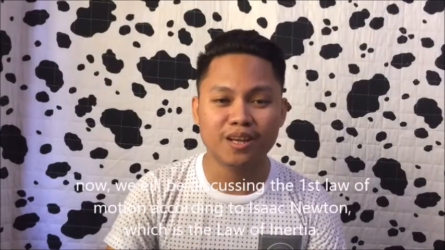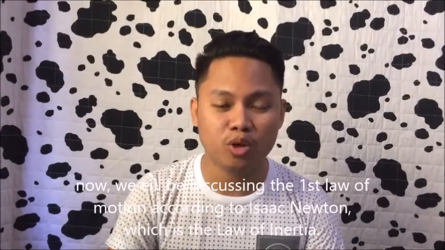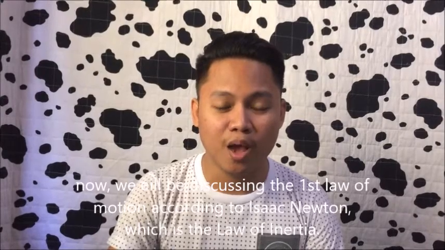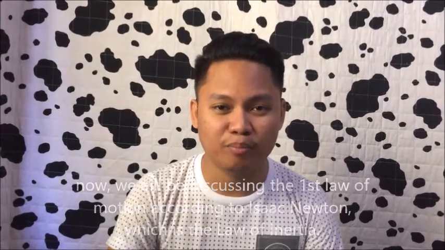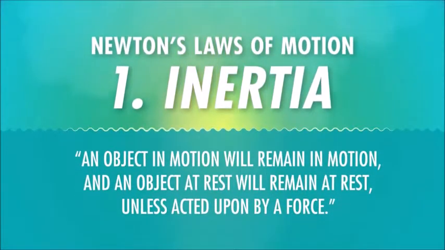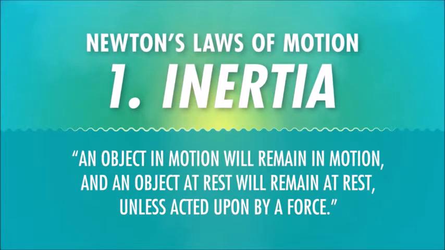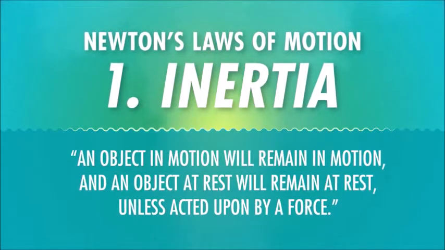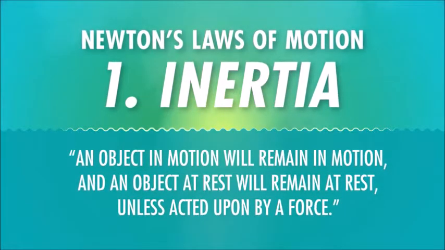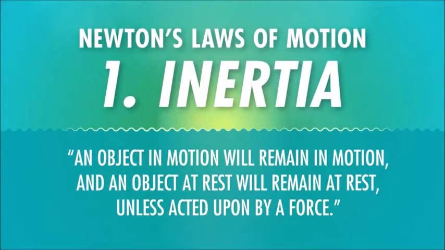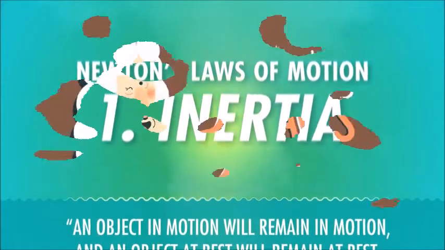Now, we will be discussing the first law of motion according to Isaac Newton, which is the law of inertia. So what is the law of inertia? Law of inertia states that an object in motion will remain in motion, and an object at rest will remain at rest unless acted upon by a force.